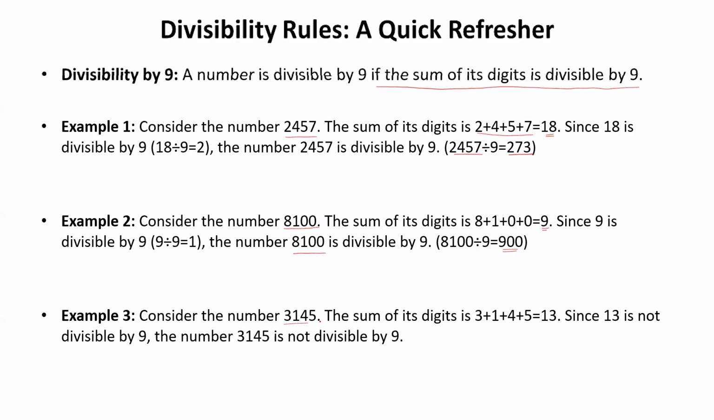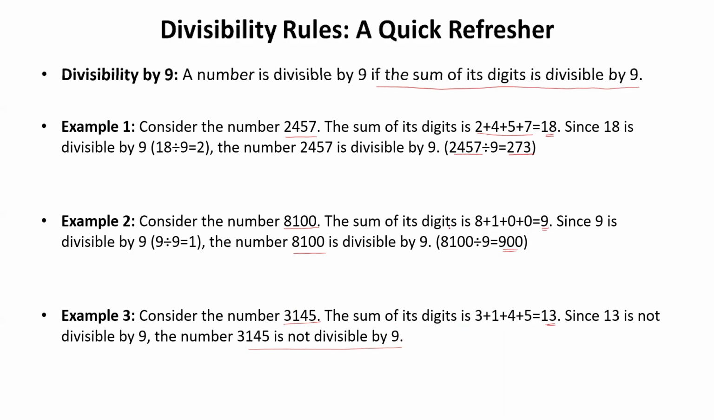Let's look at this example. 3 plus 1 plus 4 plus 5 is equal to 13. 13 is not divisible by 9, right? So that means 3145 is not divisible by 9, and this you can check. You just divide 3145 by 9 and you will see that it is not completely divisible by 9. You will have some non-zero remainder.